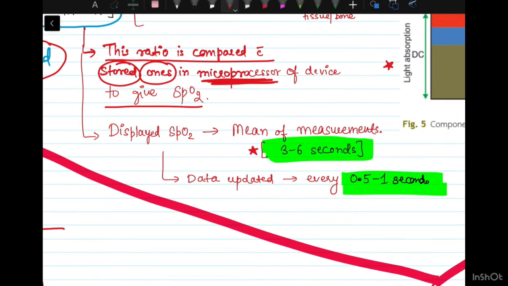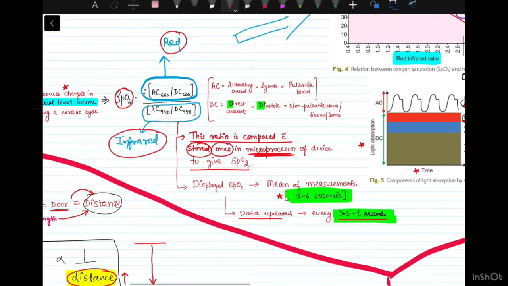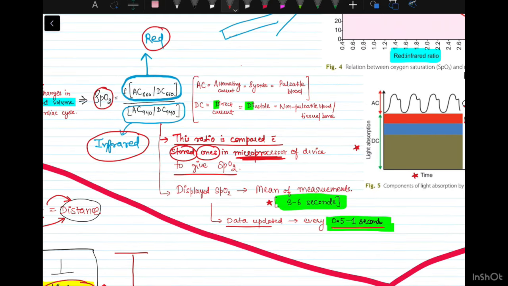Now this displayed SpO2 is actually a mean of measurements over 3 to 6 seconds. That means it is not an immediate value. You have to wait for some time. There is a lag time. When you apply the pulse oximetry, it takes a bit of time to get its value, and the data is updated every 0.5 to 1 seconds.